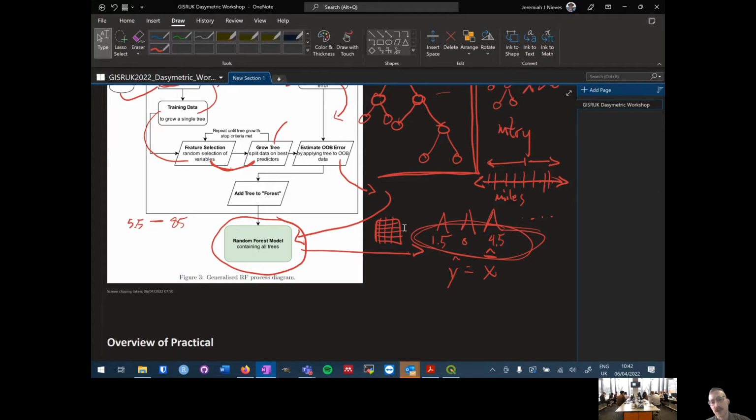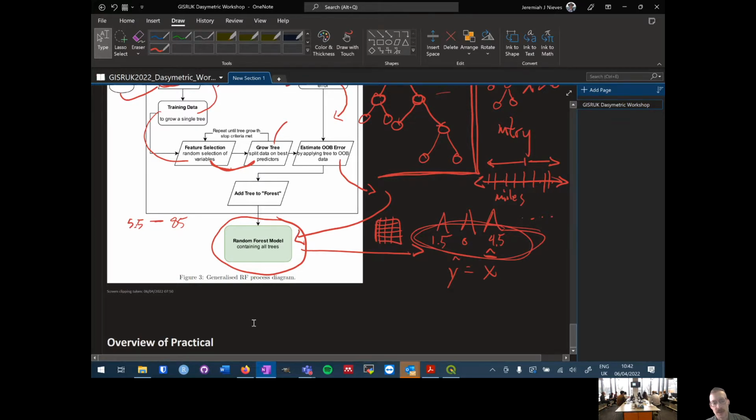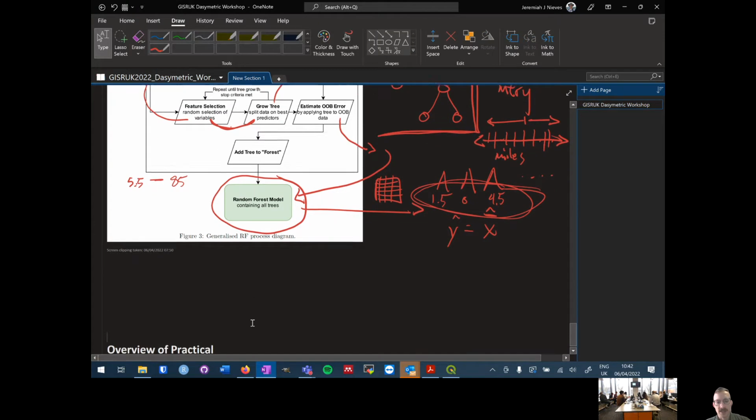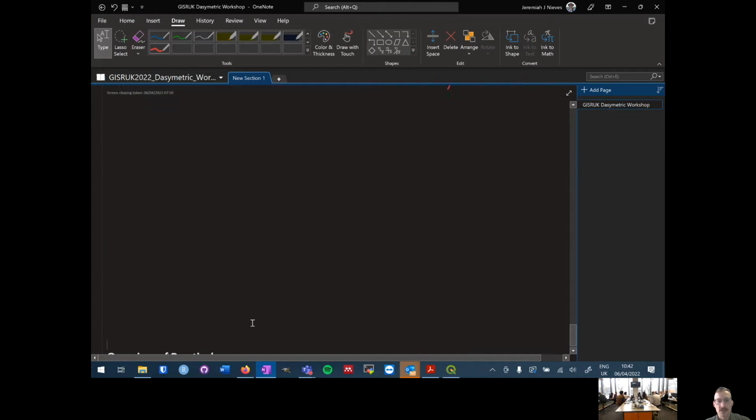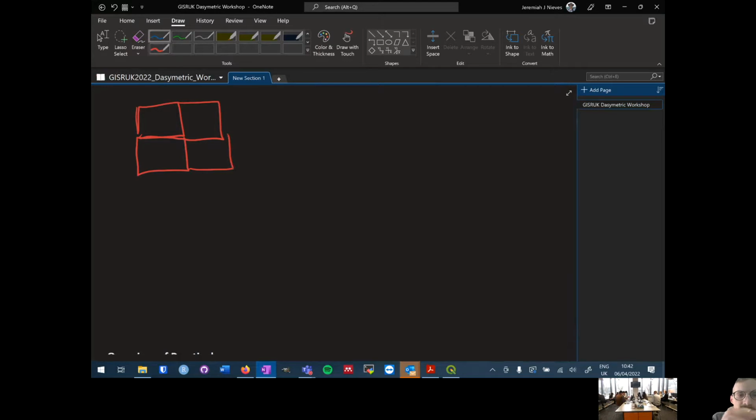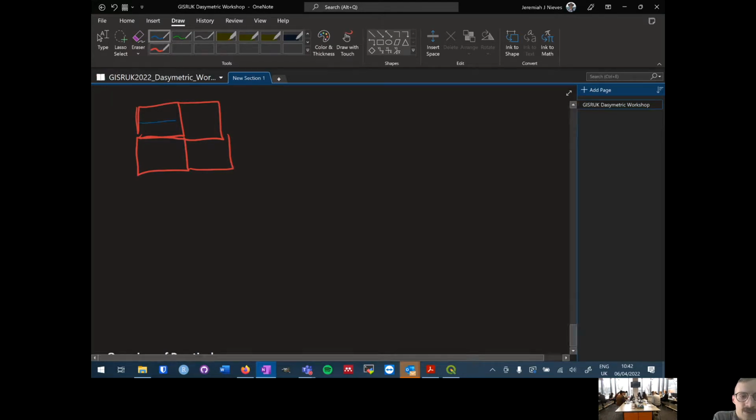So before I overview the practical real quick and turn you all loose, I want to talk about how you might assess error once you've done this. So if you've got a model where you've got, say, admin level 2 units here in red, and you've also have the benefit of having admin level 3 units here outlined in blue that are nested within the red units.